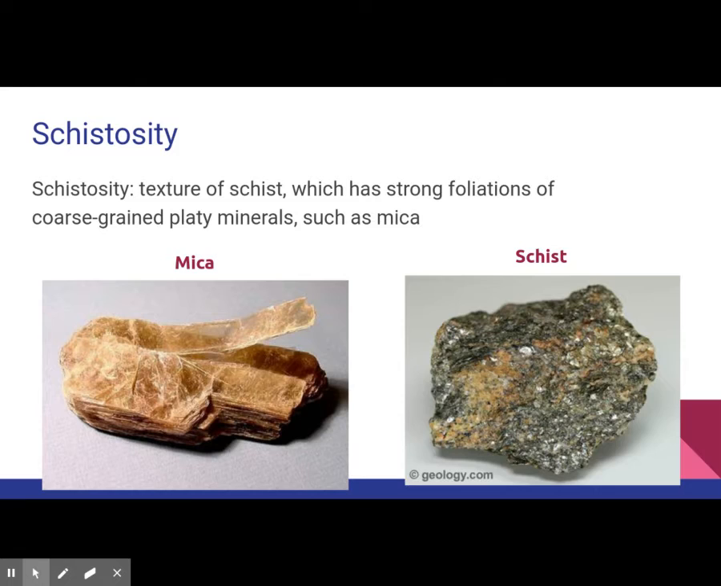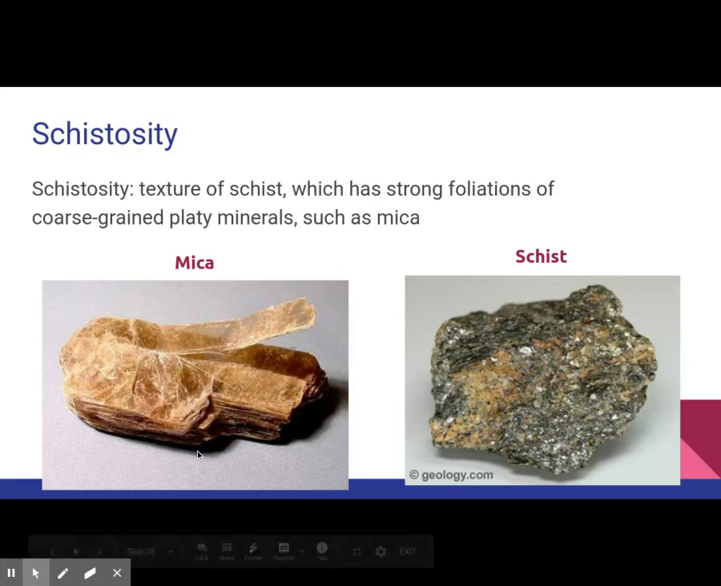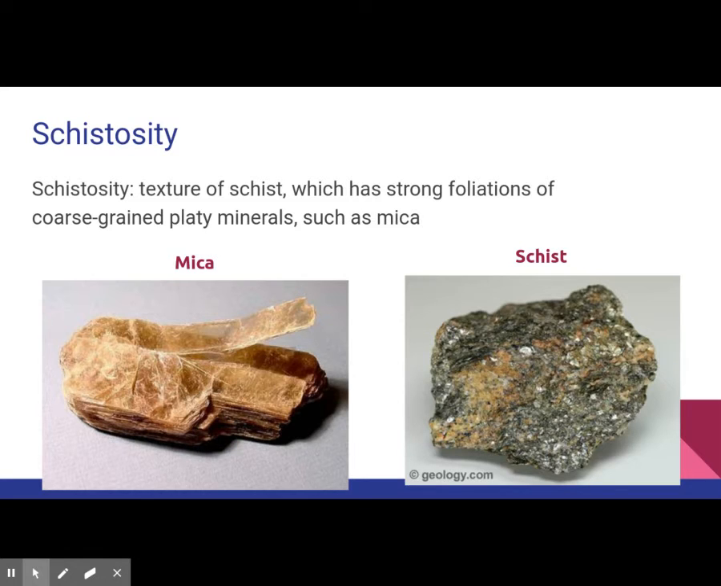Schistosity is named after a type of rock, schist. It's a texture of schist that has really strong foliations or bands of coarse-grained platy minerals such as mica. So we would take this rock right here, if we were to apply a lot of pressure to this rock, which happened over here. So this schist turned into mica by applying a lot of pressure. And you can tell by looking at it that there would have been pressure from the top and pressure from the bottom. And it creates these really, it's almost a flaky type of rock, and you can break it along those planes.